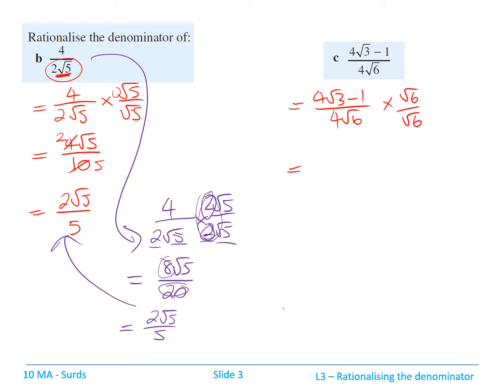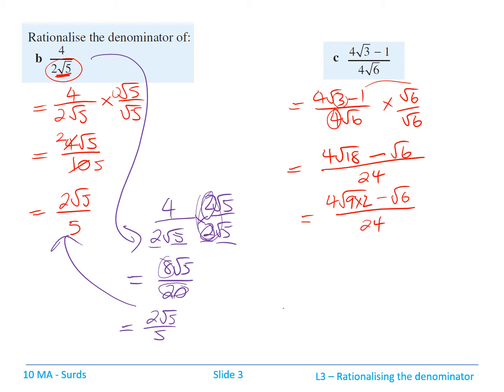On top, I'm going to get 4 root 18, because root 3 times root 6 is root 18, minus 1 times root 6 is root 6. On the bottom, we've got 4, and then root 6 times root 6 is 6, so 4 times 6 is 24. Okay, then on top, we've got 4 root 9 times 2, minus root 6 on 24. 4 times root 9 is 4 times 3, which is 12, root 2, minus root 6 on 24.